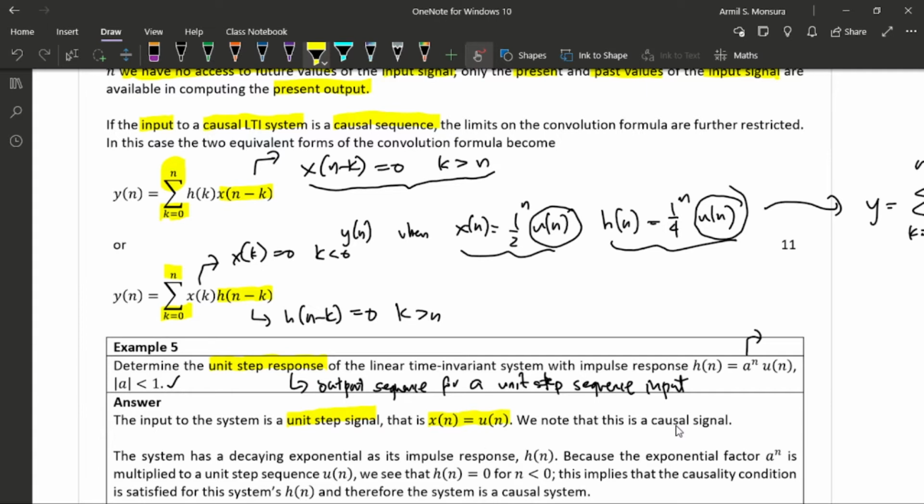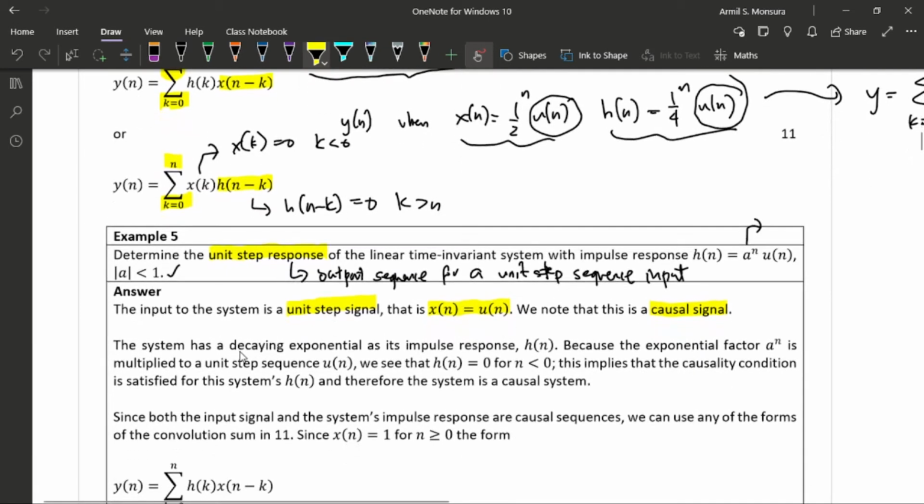Okay, so we note that our system is a causal signal or a causal sequence. Now, the system has a decaying exponential as its impulse response. So we are sure that this is a decaying sequence, or this sequence will eventually become 0 as your n approaches a large value, simply because of this condition. Alam natin yan. We're sure of that because of that condition.